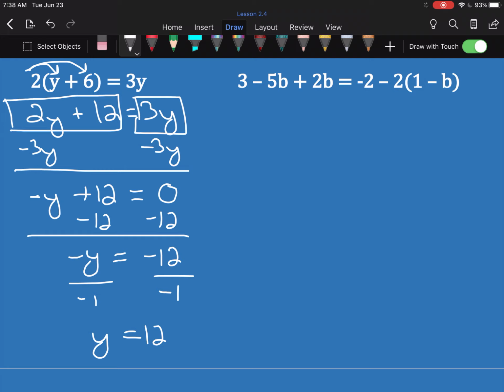Next problem is beefy. It's got a lot. The first thing we have to do is take this negative 2 and distribute it to the parentheses, which means this entire clump of stuff is going to stay as it is, 3 minus 5b plus 2b. On the right-hand side, that first negative 2 is still there, and now we start multiplying. Negative 2 times 1 is negative 2. Negative 2 times negative b is positive 2b.